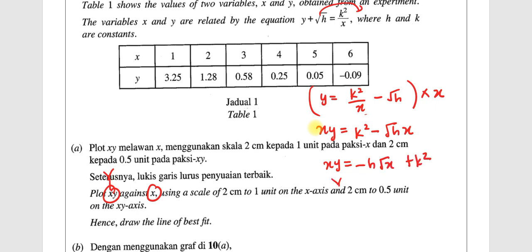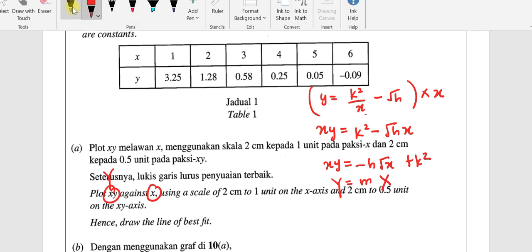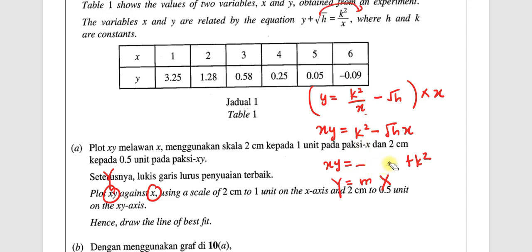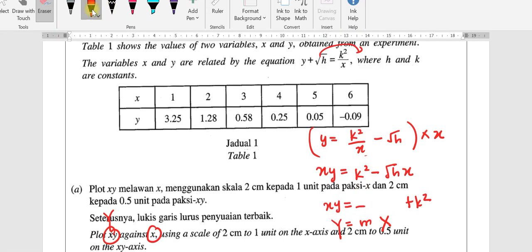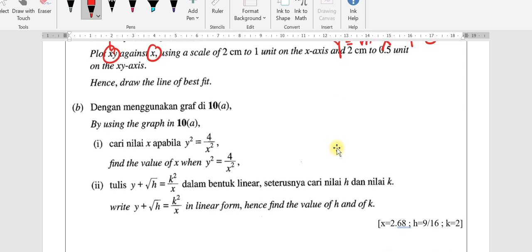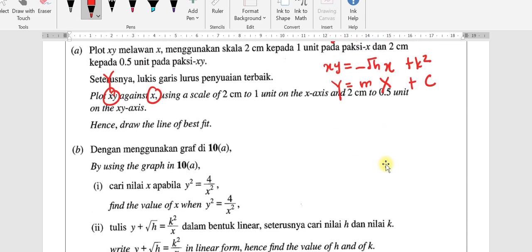Okay, make sure you compare with your y equals to mx. Again, I wrongly write this. Hey, root h x plus with c. Okay, so to find the value of h, very simple. You can see the gradient is actually equal to your negative root h.